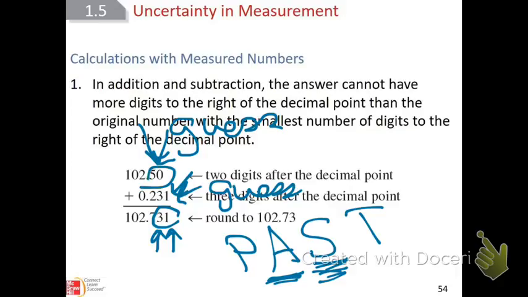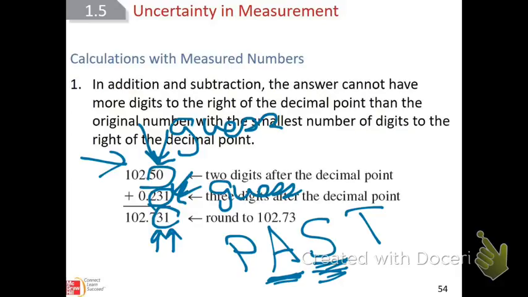This one has 2 past the decimal. This one has 3 past the decimal. I have to go to whichever has the fewest past the decimal, and I have to round to that. Since this only has 2 past the decimal, that's as many as I can have in my answer. I'm going to add or subtract just like always. I'm going to get a calculator and add or subtract, or do it by hand, either way. And then I'm going to round my answer to whichever has the fewest past the decimal when you add or subtract. Now those rules are going to be different for multiplying or dividing.